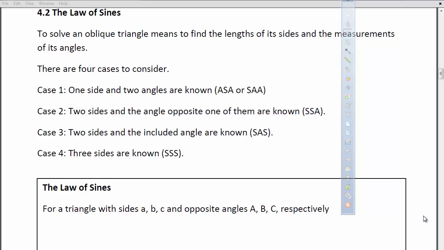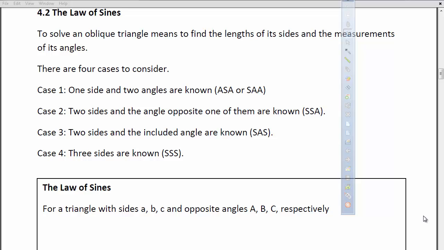So it says to solve an oblique triangle. If it's not right, it has to be oblique. Means to find the lengths of its sides and the measurements of its angles. Okay, so there are four cases to consider. I never really remembered these cases, but it may be helpful to you to figure out which of the laws we need to use with the different cases. Okay, but anyway, these are the four cases.